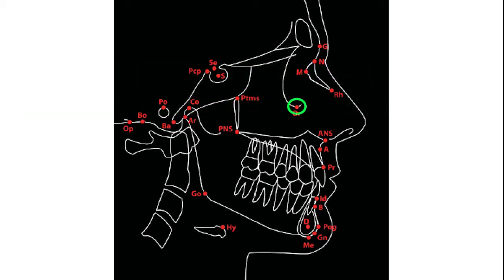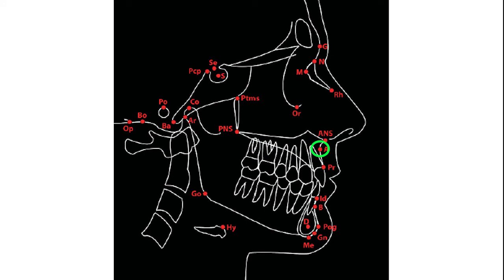The next is orbitale, OR. The definition of this point is the lowest point on the inferior orbital rim. Actually, it is a bilateral structure. Anterior nasal spine. It can frequently be called ANS. The tip of the bony anterior nasal spine. This point corresponds to the anthropological point of the acanthion.